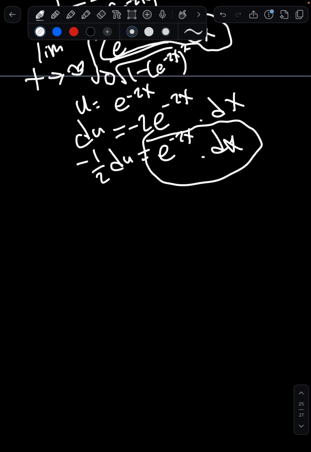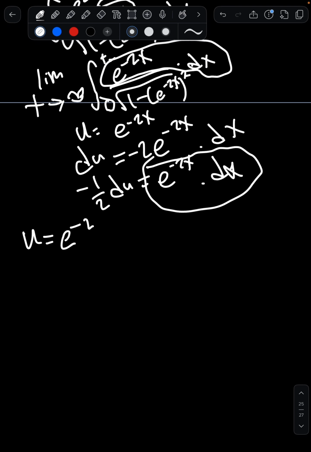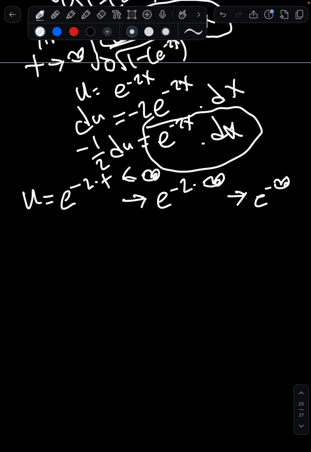So let's change our bounds. Let's take u, we know it's equal to e to the negative 2 times t. Now, we know that t is approaching infinity, right? You can think of this as e to the negative 2 times infinity. Now, this is really just e to the negative infinity, and if you had a calculator, you could plug in values as you get closer and closer to negative infinity, you'd get the same answer.